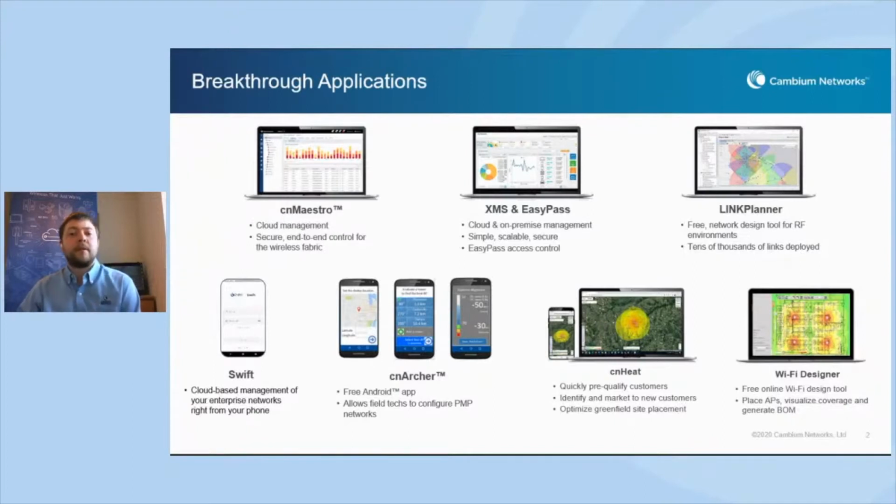Another management platform we've got is CM Swift. This is for the small enterprise deployments. Cambium Networks Swift gives you cloud-based management of your enterprise networks right from your phone. So you can configure your network in a few taps and get the most relevant statistics at your fingertips.